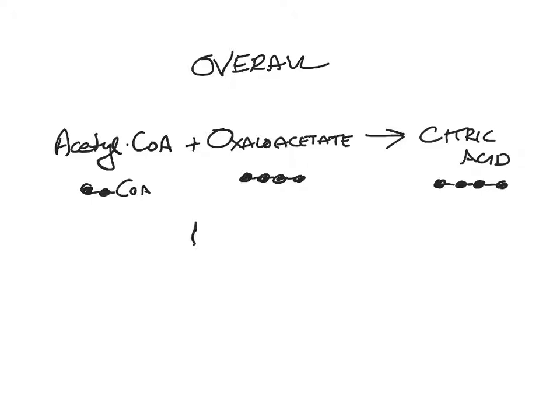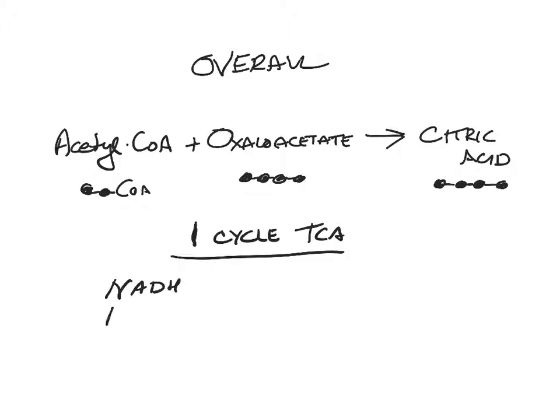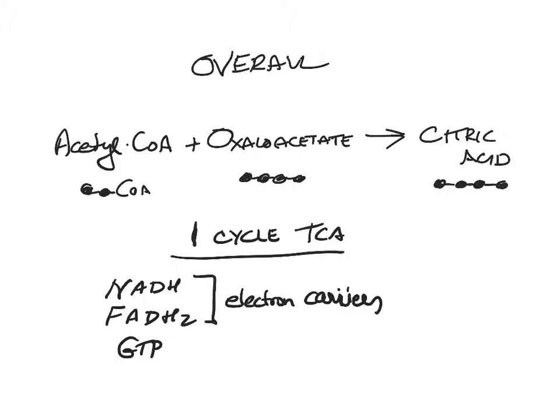One cycle of the citric acid cycle, or the TCA cycle, results in the production of NADH, FADH2, and GTP. NADH and FADH2 are electron carriers. GTP stores energy in that phosphoanhydride bond.